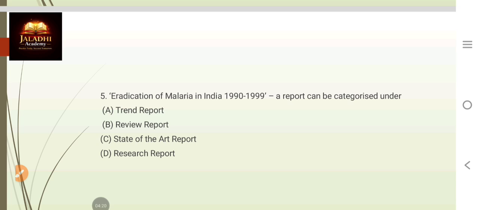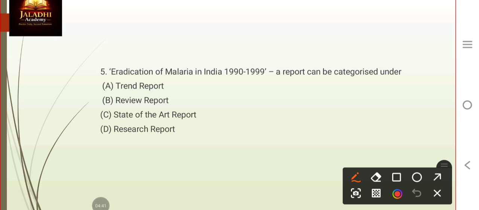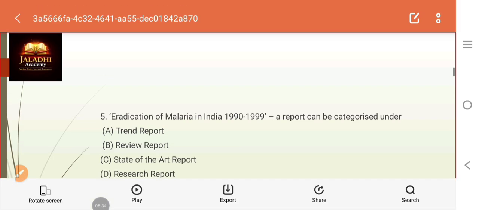Eradication of malaria in India, 1992-99. A report like this can be categorized under which report? We'll see the options one by one. Research report is for original study, not for timeline research. State of the art report is for the latest developments only. Review report is for summaries of literature. Trend report shows data over a period. Here 1992-1999 shows a period of time. The correct answer is trend report. Then move to the sixth question.